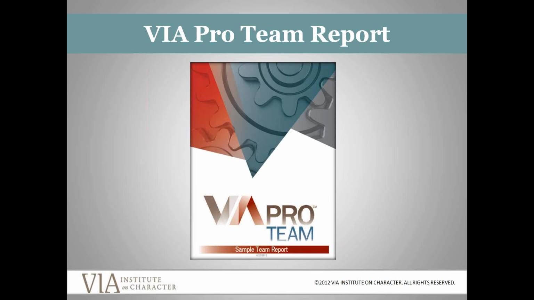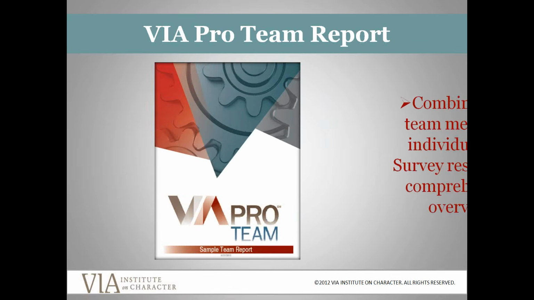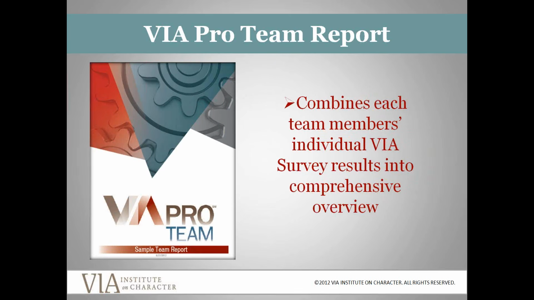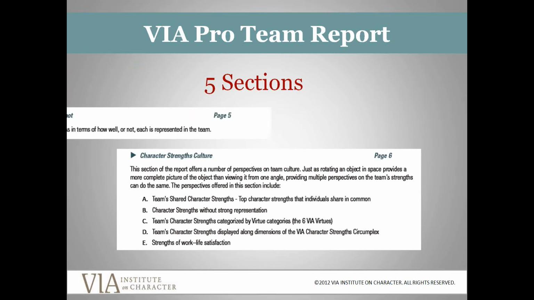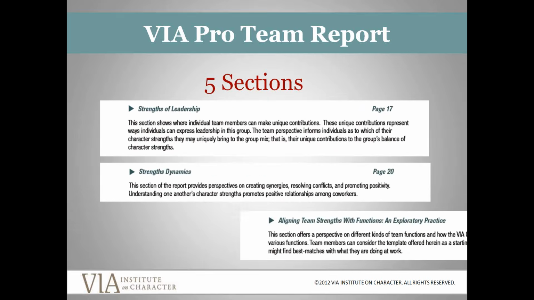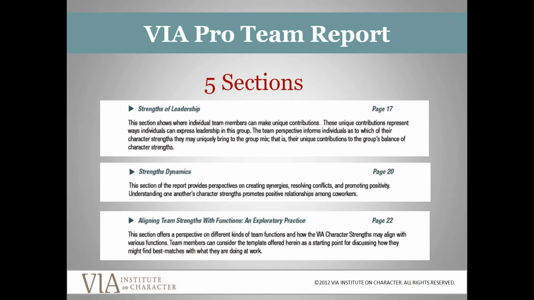Here, we'll learn the key features of the report, as well as ways to interpret the data presented in the graphs throughout the report. The VIA Team Report combines each team member's individual VIA character strengths into a comprehensive overview of your team strengths. It is divided into 5 sections: Team Character Strengths Snapshot, Character Strengths Culture, Strengths of Leadership, Strengths Dynamics, and Aligning Strengths with Functions.